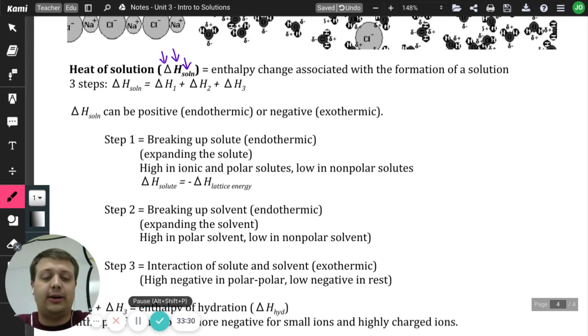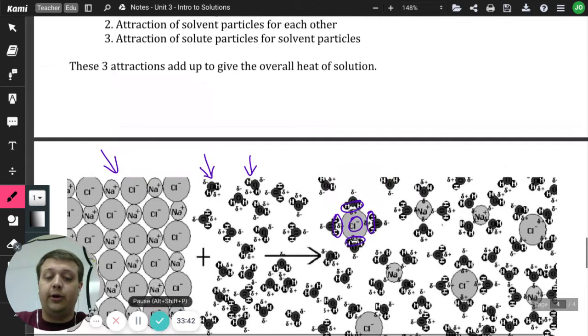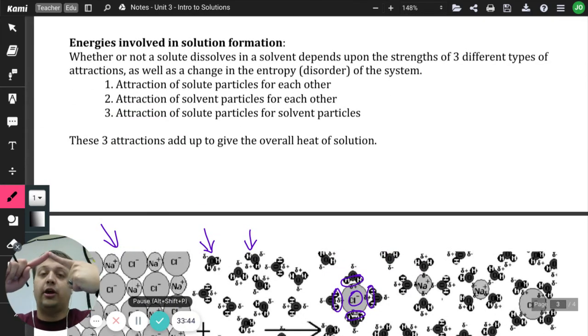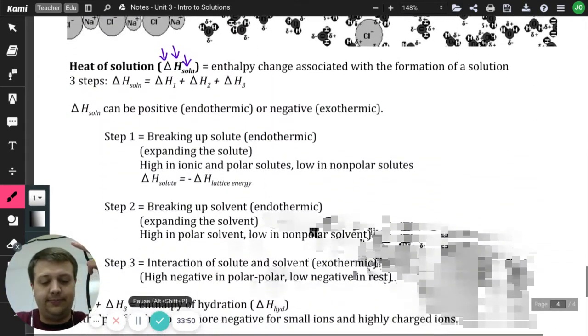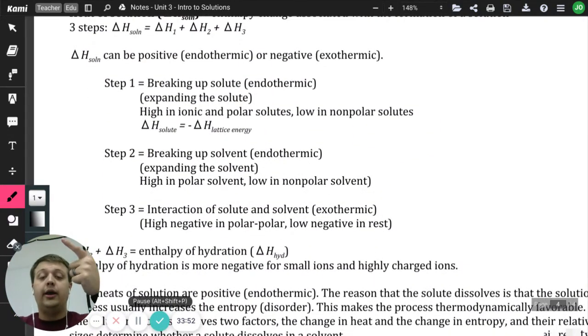All right, so we got three steps here. We got our change in heat of a solution equals the change in heat for the first step, the change in heat for the second step, and then the change in heat for the third step. Our three steps were attraction of the solute particles to one another, attraction of the solvent particles to one another, and attraction of the solute to the solvent. So step one is going to be breaking up the solute. So we're going to be overcoming the attractive forces between the solute.